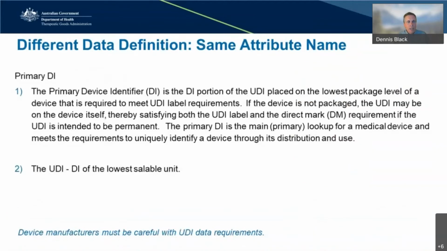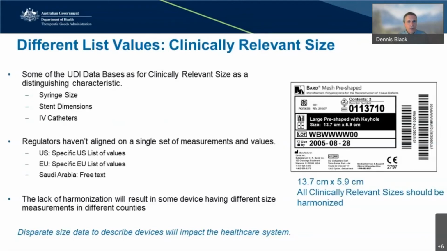Other examples would be when we study the product data. Here's an example where we have the same data definition, the same data name, primary DI, but yet it has a different definition in the US and Saudi Arabia compared to what we call it in China. So we can work through this, but we need to have clarity and need to have a clear data dictionary so that we know, even though we have the same attribute name, that it has a different meaning. Another example is clinically relevant size. Some of the regulators want to have the clinically relevant size in their database.